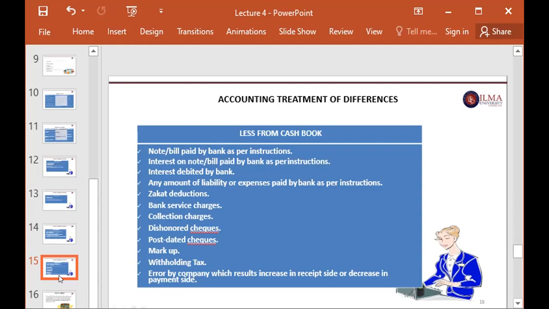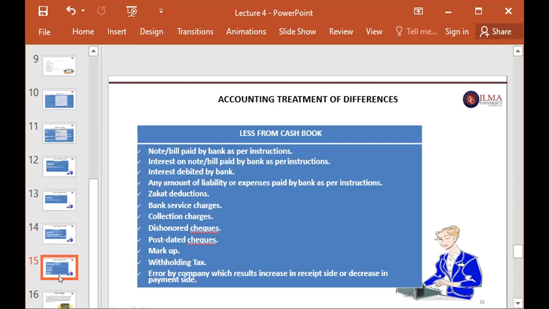Dishonor checks: if the bank is not paying the amount, is not crediting the amount to the account, the check is called a dishonor check. So dishonor checks are also subtracted from the cash book. Or markup or tax, any type of tax deducted by the bank will be subtracted from the cash book. Also, an error by the company which results in an increase in the receipt side or a decrease in the payment side.